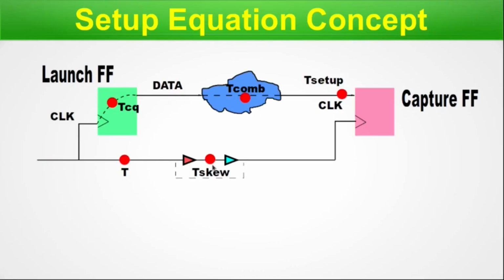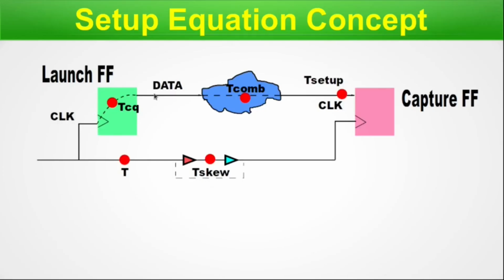They have distinct colors. Now in this whole diagram, we can see there are several red dots here, here, here, here. These red dots denote the delay caused by their respective label. This dot has the label TCQ, this has the label TComp, this dot has T setup, this dot has T-Skew, and this dot is labeled with T.